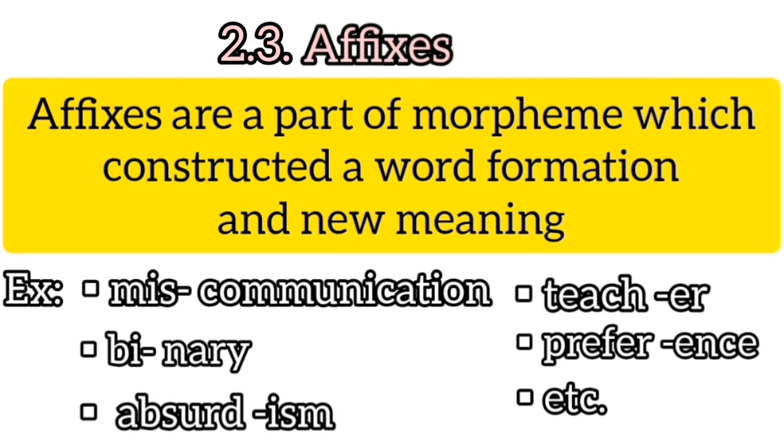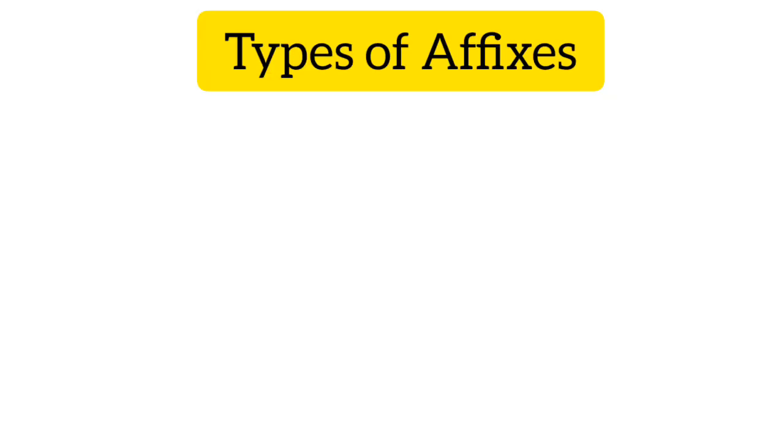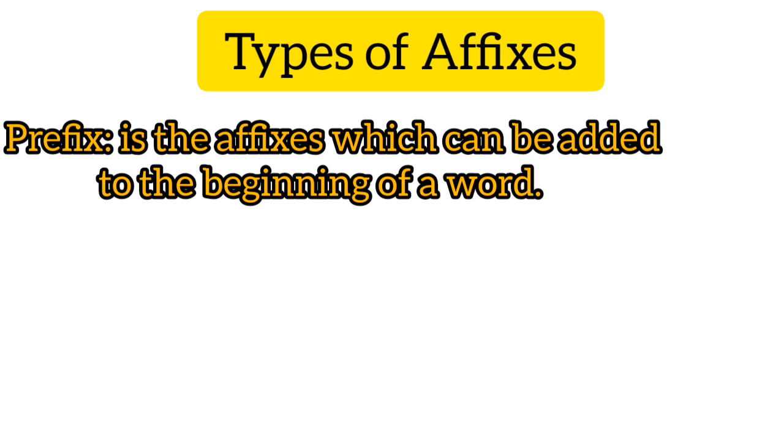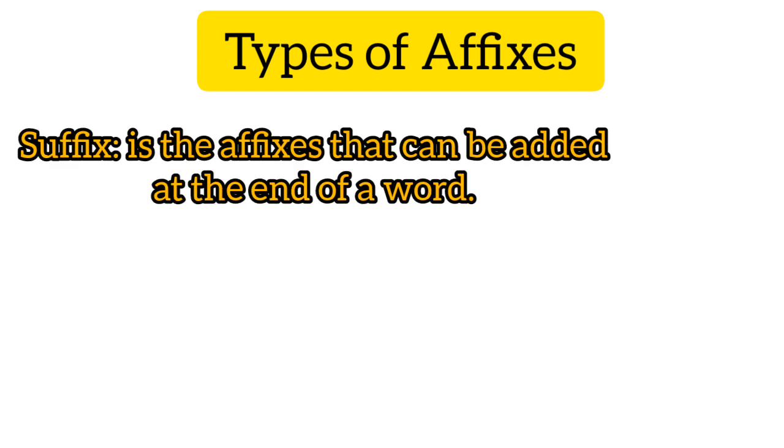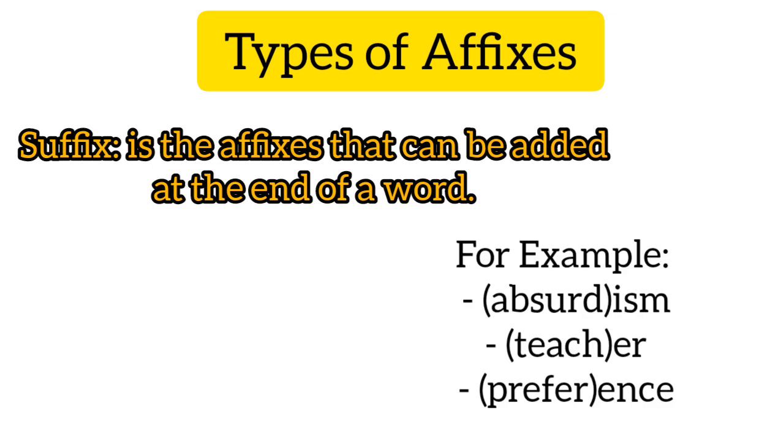Then I'm going to discuss the affixes. Affixes are a part of morpheme which construct word formation and new meaning. For example, miscommunication, binary, absurdism, teacher, preference, and etc. There are two types of affixes. The first one is prefix. A prefix is an affix which can be added to the beginning of a word. For example, antibiotic, miscommunication, and binary. The second type of affix is suffix. A suffix is an affix that can be added at the end of a word. For example, absurdism, teacher, preference, and etc.